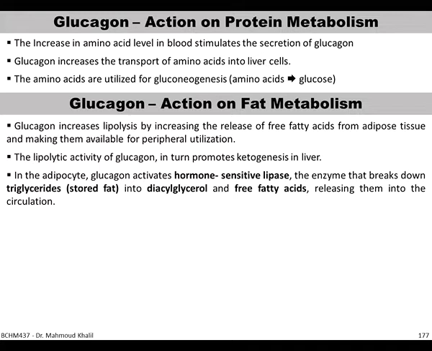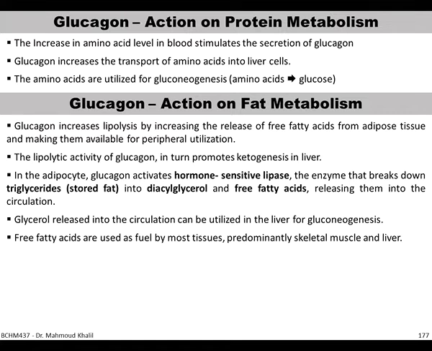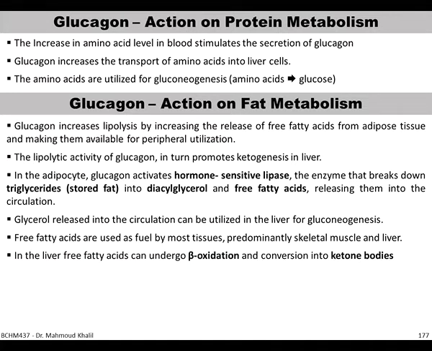In the adipocyte, the glucagon activates the famous hormone sensitive lipase, which breaks down the triglyceride or stored fat into diacylglycerol and free fatty acid, and this will be released into the circulation. The glycerol released into the circulation can be utilized by the liver for gluconeogenesis. And these free fatty acids can be used as fuel by most of the tissues, mostly by skeletal muscles and liver. In the liver, the free fatty acids undergo beta oxidation and conversion into ketone bodies.